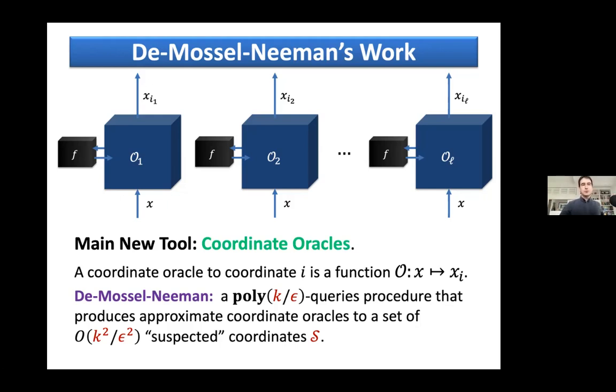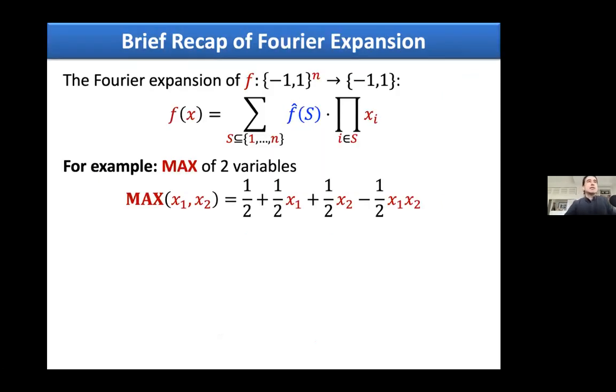For me to explain to you more about what the suspect coordinates are, I want to dive a little bit into Fourier analysis and give you a brief recap about Fourier expansion. This is a very well-known and widely used tool in analysis of Boolean functions. You can write every Boolean function in the Fourier basis. This is called the Fourier representation or the Fourier expansion. There's a unique way to write f(x) as a multilinear polynomial, where you have a coefficient f-hat(S) for every subset of the coordinates, and this coefficient is multiplied by a monomial, right?